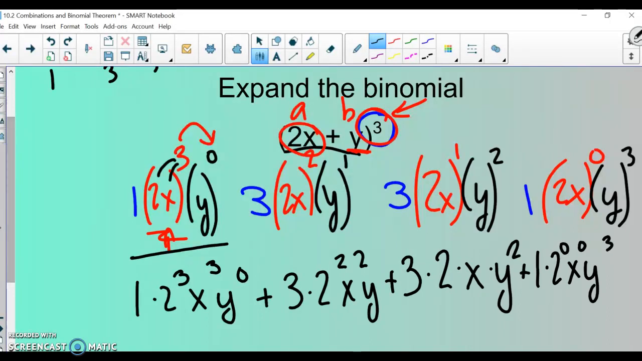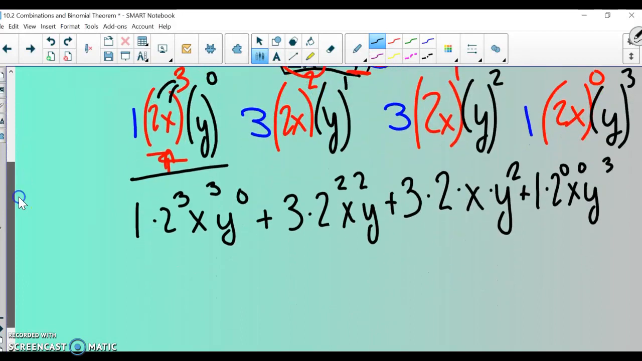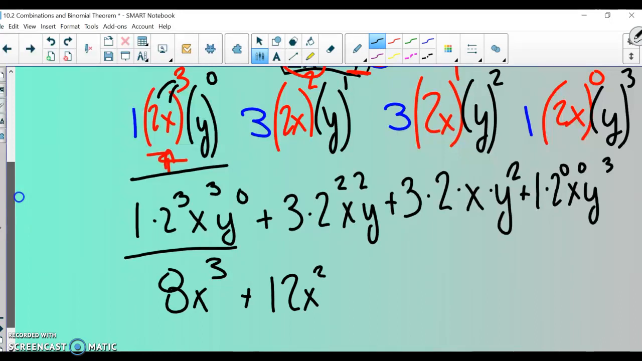And now I'm just going to go through and simplify this. 2 to the third is 8, and y to the 0th power, remember, anything to the 0th power is just 1. So this whole term right here ends up becoming 1 times 2 to the third, which is 1 times 8, which is just going to be 8x to the third, plus 3 times 2 squared. 2 squared is 4, so 3 times 4 is 12, x squared y.